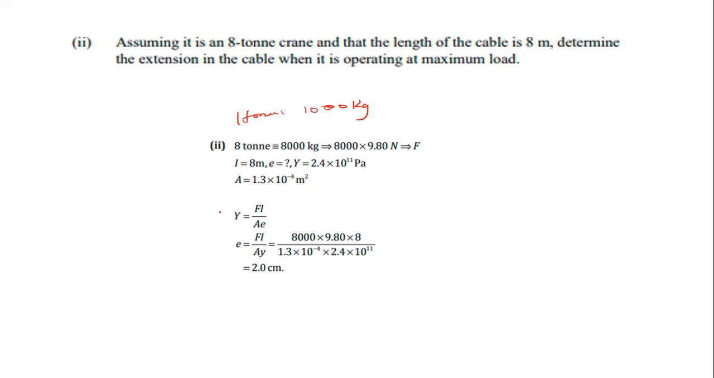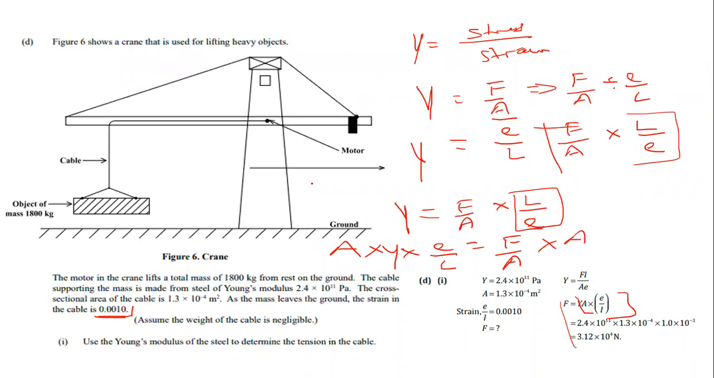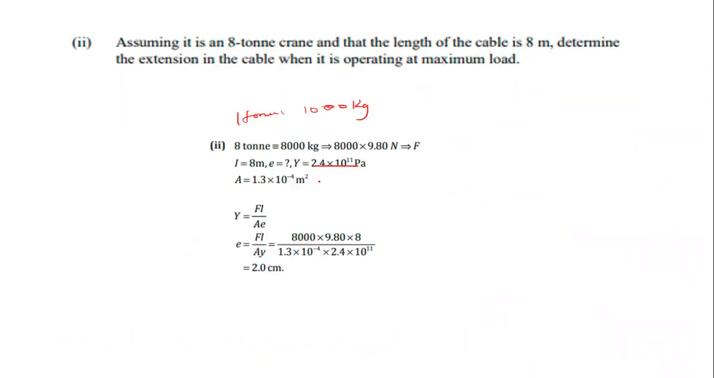So still using the whole Young's modulus scenario. You know the Young's modulus already of the steel, which is 2.4 times 10 to the 11, right? So you take that value and everything, and then just rearrange your Young's modulus equation. Make e the subject. There and then you would see that the extension is just going to be roughly 2 centimeters.